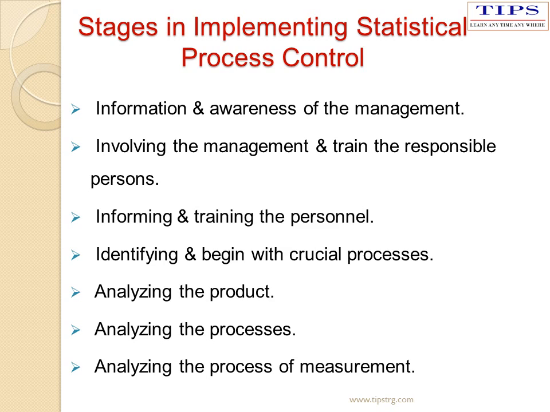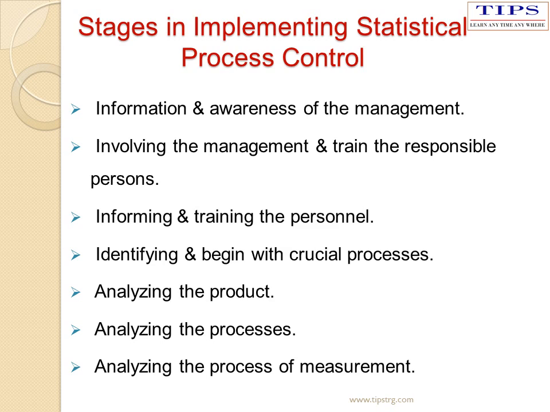Stages in implementation of the statistical process control. These are the stepwise implementation steps. First, give the information and build up the awareness amongst the management. Involve the management and train the responsible persons amongst the management. Now, inform and train the personnel.